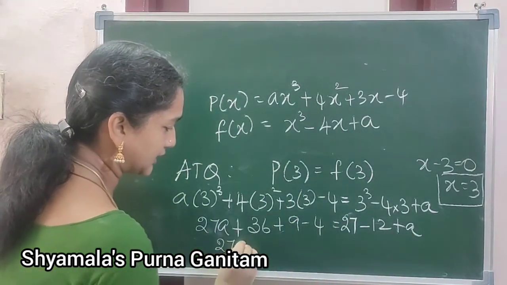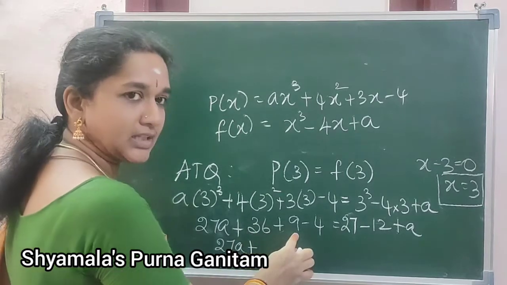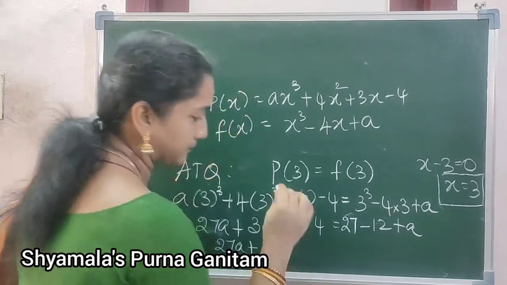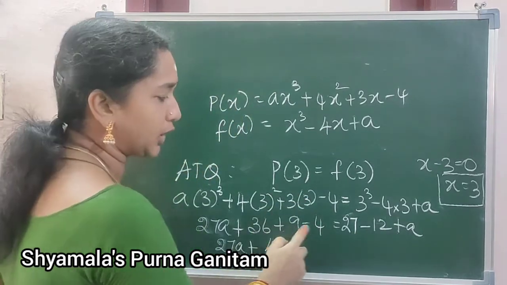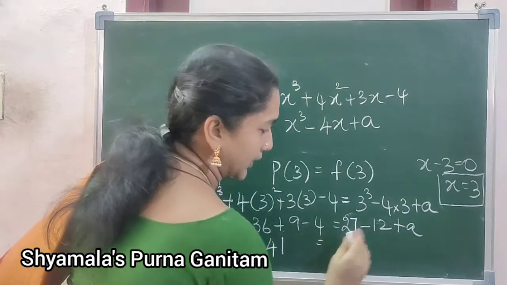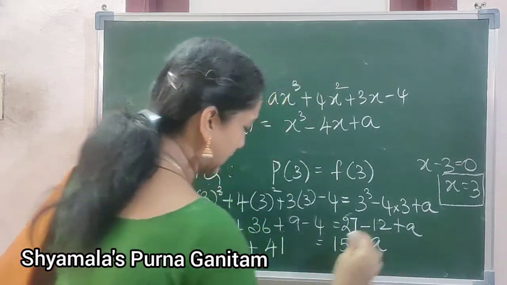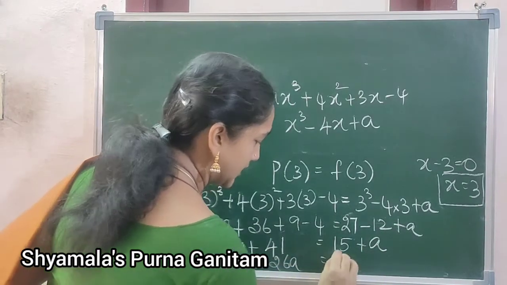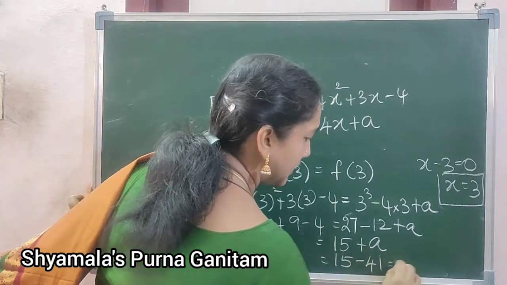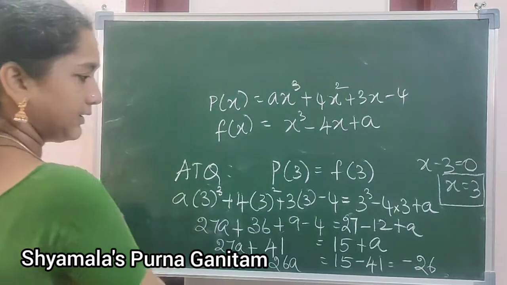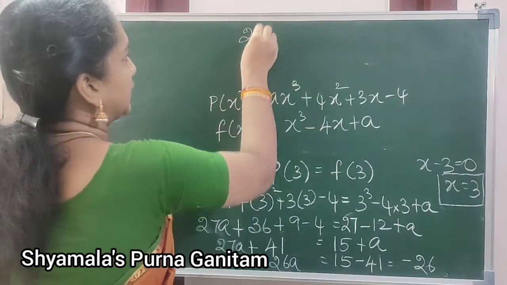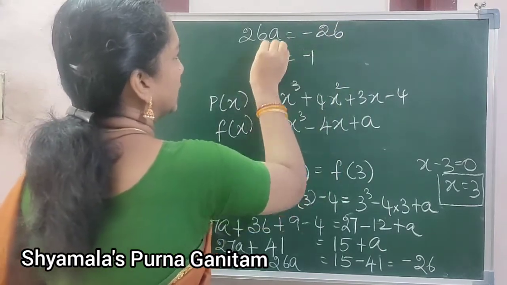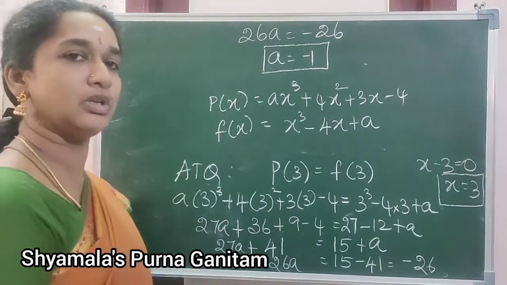So this one is 27a plus 36 plus 9 is 45, 45 minus 4 is 41, is equal to 27 minus 12 is 15 plus a. So I am bringing this a to this side. So it will be 26a is equal to 15 minus 41, that is equal to minus 26. Okay, so 26a is equal to minus 26 and a is equal to minus 1. Minus 26 by 26, the value of a is minus 1.